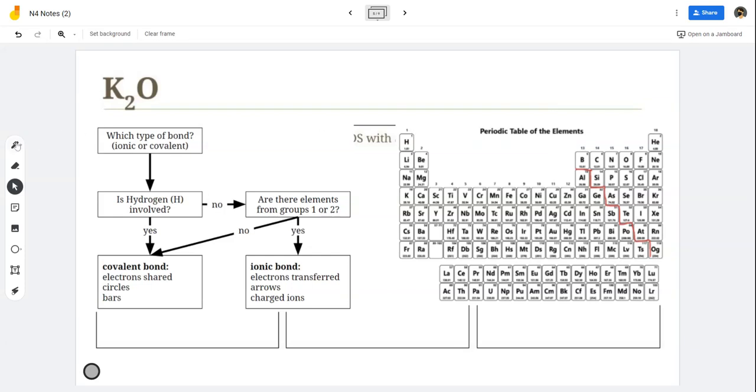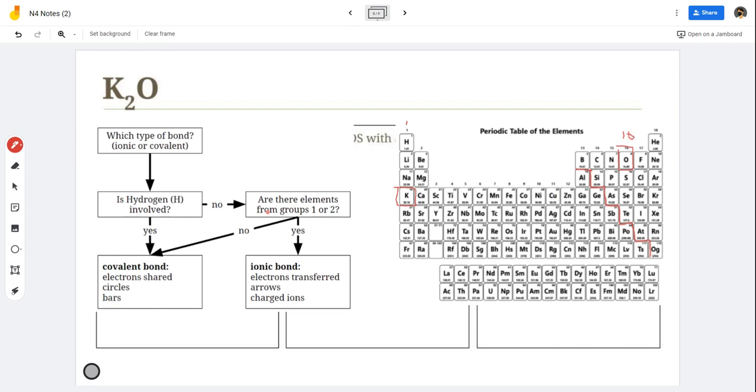All right, so we are looking at this molecule, excuse me, with potassium and oxygen. So I'm going to go look on the periodic table, and I see that potassium is in group 1, and oxygen is in group 16.